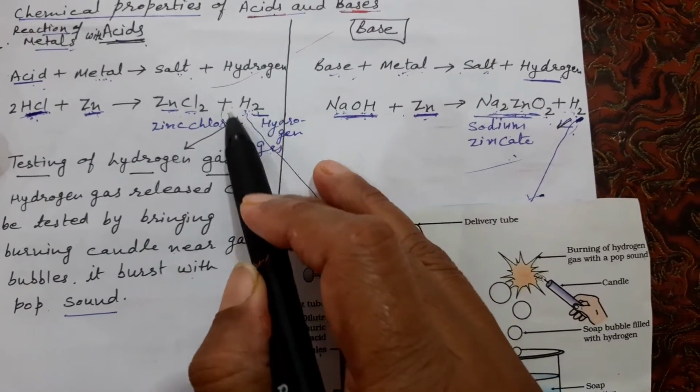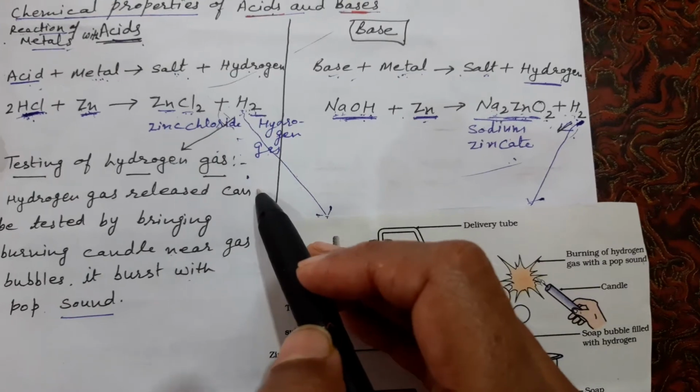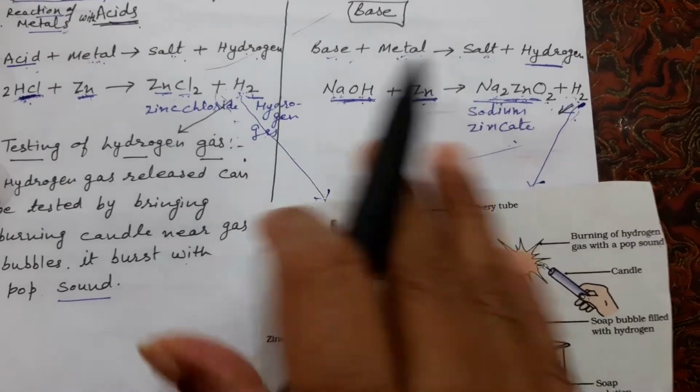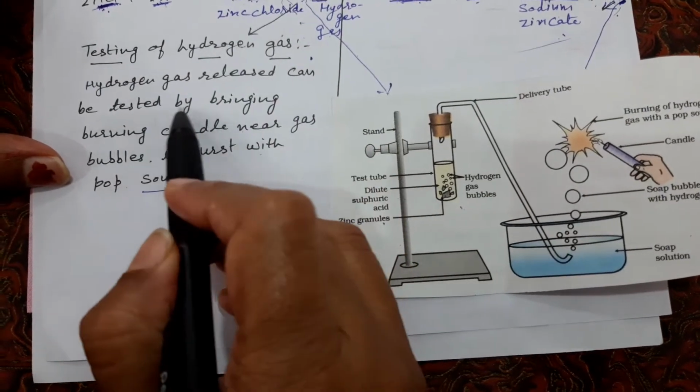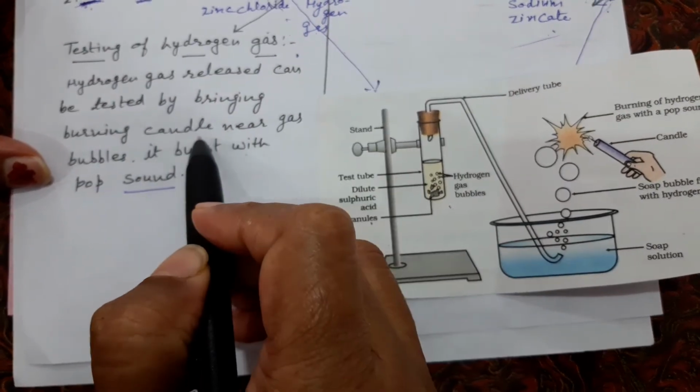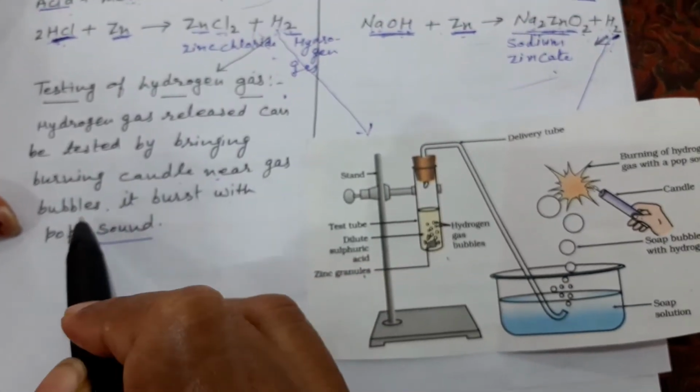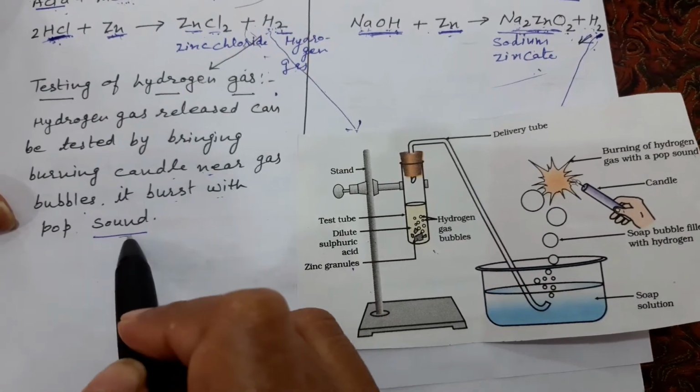In both reactions, when the acid reacts with metal and when the base reacts with metal, which gas is released? Hydrogen gas. We can test for this gas. Hydrogen gas released can be tested by bringing a burning candle near the gas bubbles. It bursts with a pop sound.